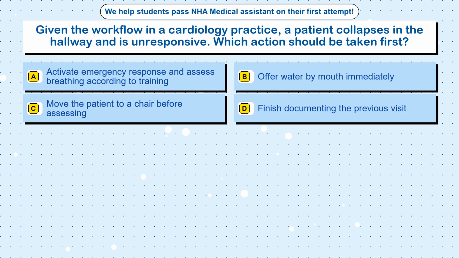Question 56. Given the workflow in a cardiology practice, a patient collapses in the hallway and is unresponsive. Which action should be taken first? Option A, activate emergency response and assess breathing according to training. Option B, offer water by mouth immediately. Option C, move the patient to a chair before assessing. Option D, finish documenting the previous visit.